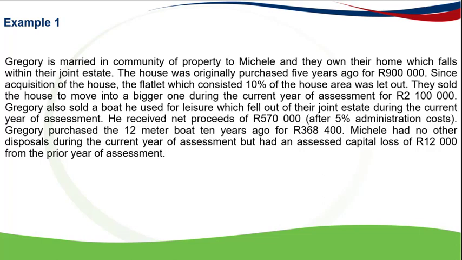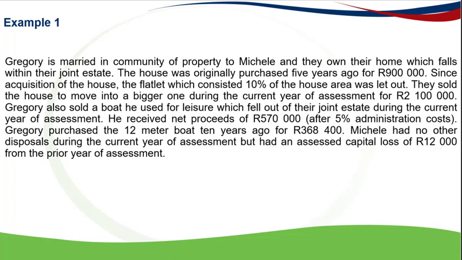Gregory is married in community of property to Michelle, and they own their home, which falls within their joint estate. The house was originally purchased 5 years ago for $900,000. Since acquisition of the house, the flatlet, which consisted of 10% of the house area, was let out. They sold the house to move into a bigger one during the current year of assessment for $2,100,000.